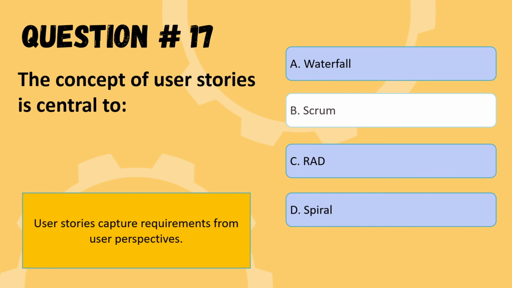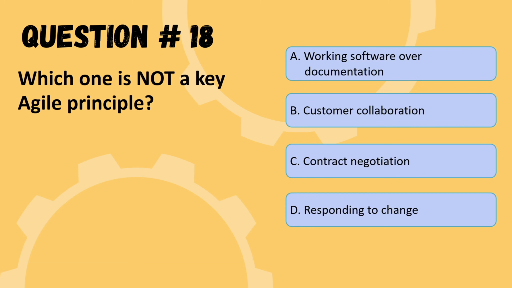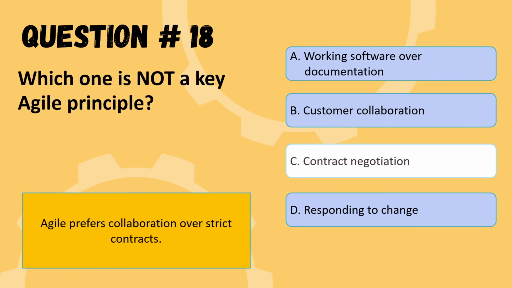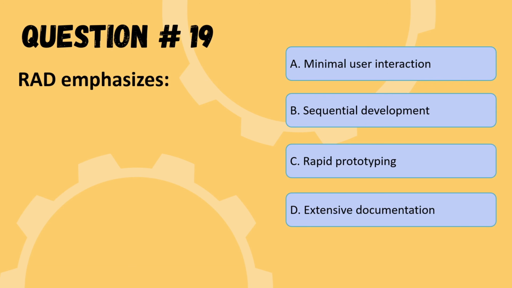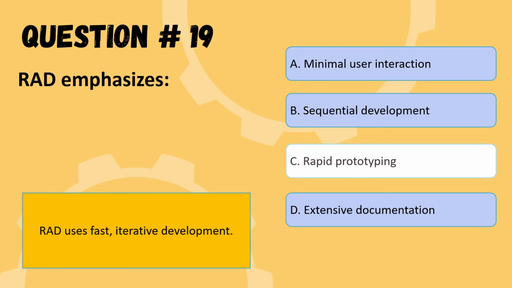So we are moving to the next question. Next question is, which one is not a key agile principle? Options are working software over documentation, customer collaboration, contract negotiation, or responding to change. So the correct option is contract negotiation. So we are moving to the next question. Next question is, RAD emphasizes minimal user interaction, sequential development, rapid prototyping, or extensive documentation. So the correct option is rapid prototyping.